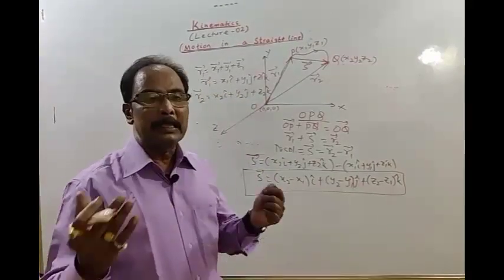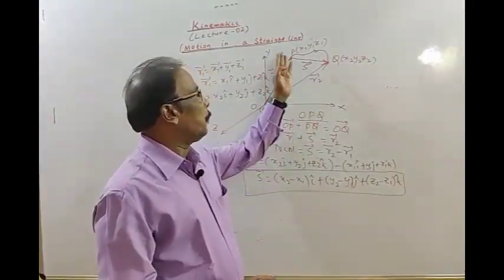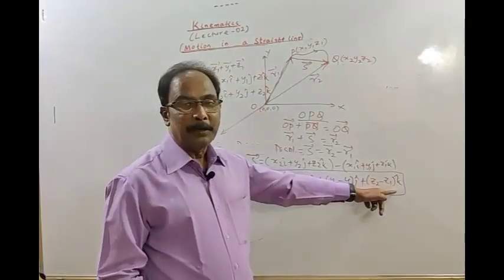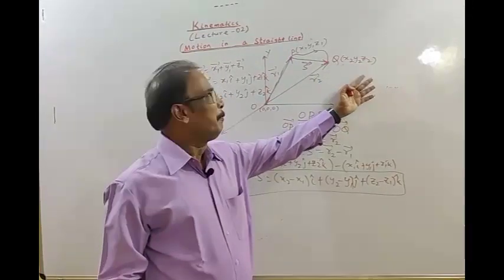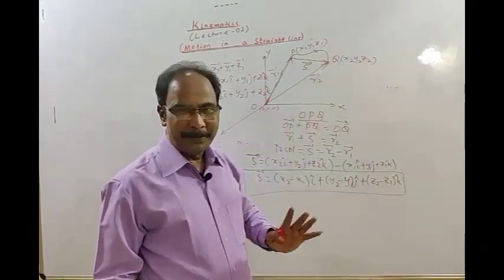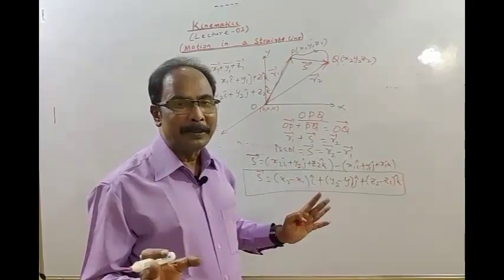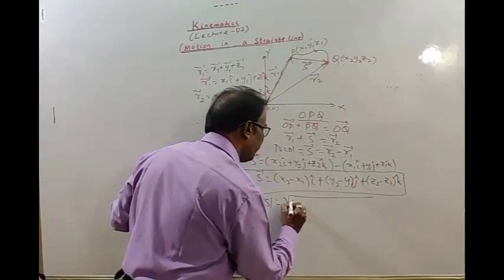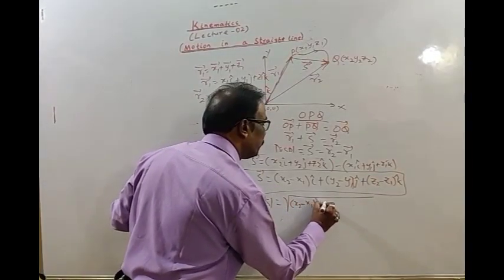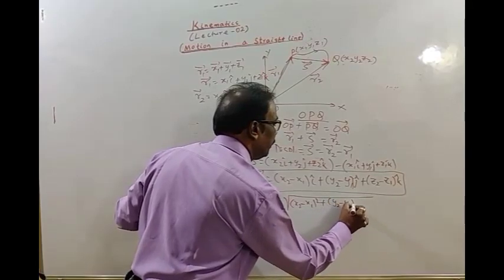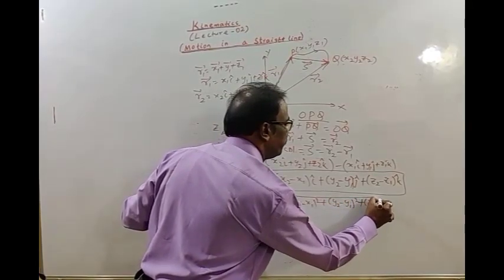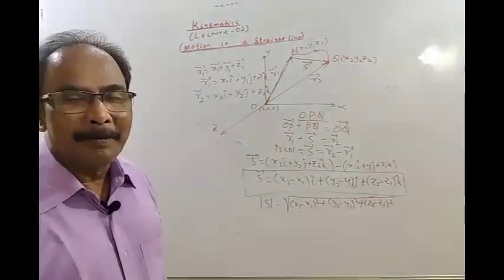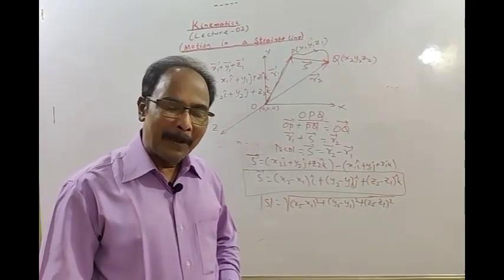Okay, suppose we are considering the displacement on the xy plane, then you may put z2 as 0 and z1 as 0, because the motion is on the xy plane. Accordingly, you can put the respective coordinates. Then the magnitude of the displacement vector is the square root of (x2 minus x1) whole square plus (y2 minus y1) whole square plus (z2 minus z1) whole square. You may use it while solving problems for displacement vector, and we will practice.